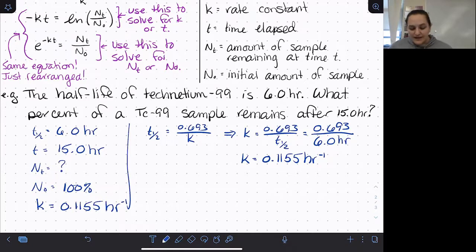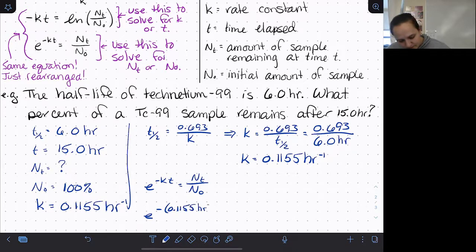So now, Nt is what I'm looking to solve for. So I want to use this version of the equation. And at this point, I know everything else. I know the value of k, I know the value of t, I know a value for N0, and that's going to allow me to solve for this. So we have e to the minus kt is equal to Nt over N0. I can sub in everything that I know. e to the minus 0.1155 times 6 is going to be equal to Nt over 100.